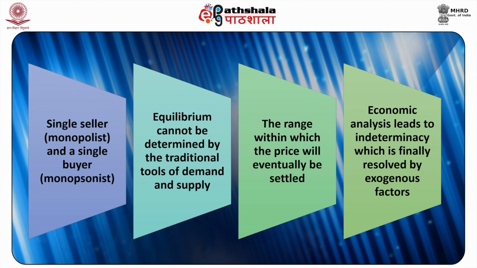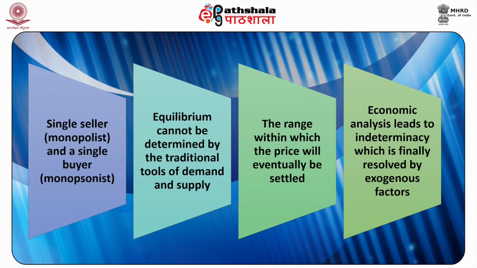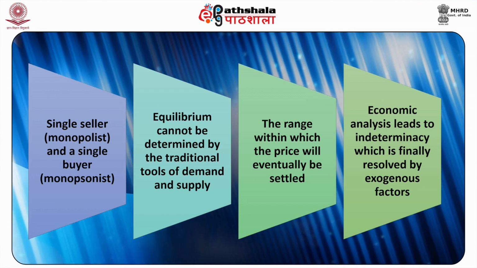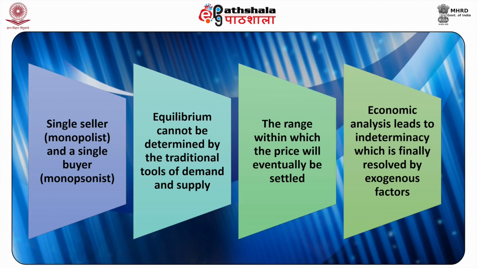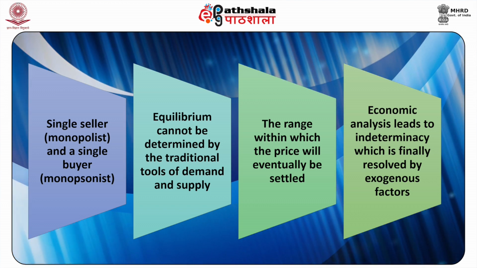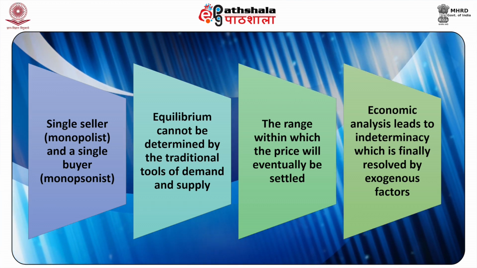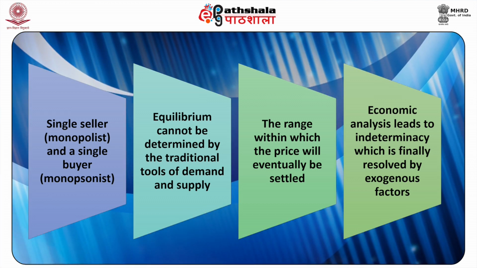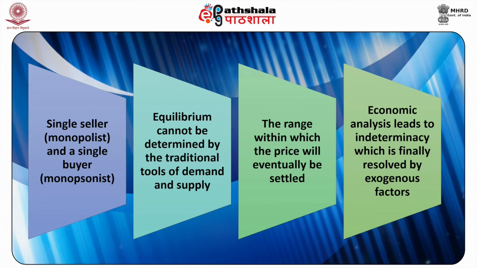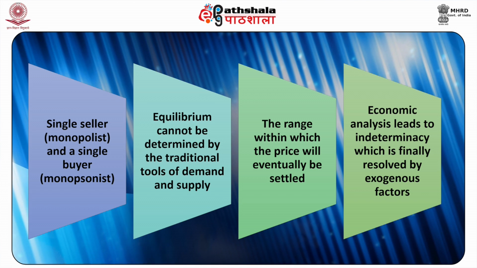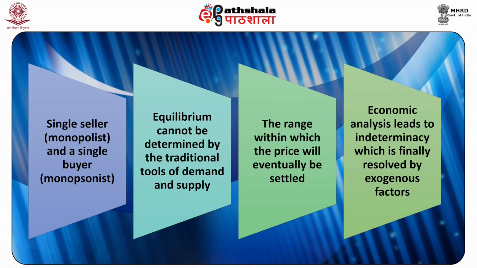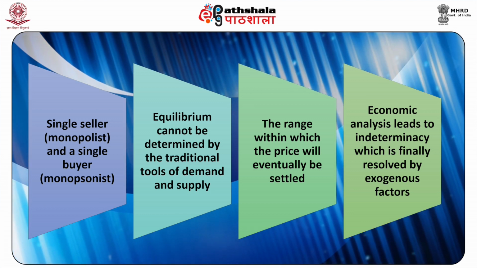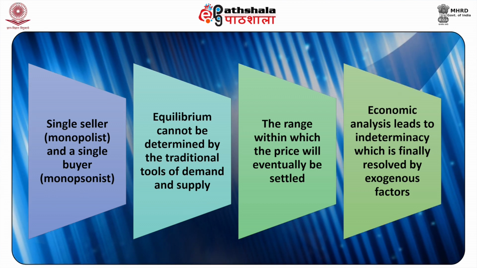Bilateral monopoly. Now, bilateral monopoly is a market consisting of a single seller, that is the monopolist, and a single buyer, which is the monopsonist. For example, if a single firm produced all the copper in a country and if only one firm used this metal, the copper market would be a bilateral monopoly market. The equilibrium in such a market cannot be determined by the traditional tools of demand and supply. Economic analysis can only define the range within which the price will eventually be settled.